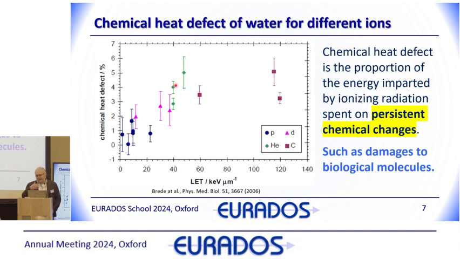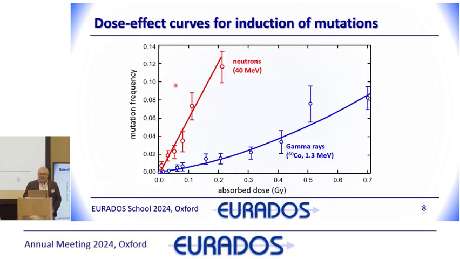Of course, looking at the survival curves is then a little bit inconvenient, so you may want to look at effects that are more directly related to the damage that you are introducing, and I show here as an example measurements of the mutation frequency as a function of absorbed dose. Again, for two radiation qualities, here gamma rays and neutrons. And essentially the slope, or the asymptotic slope, of these curves is related to the chemical heat effect.